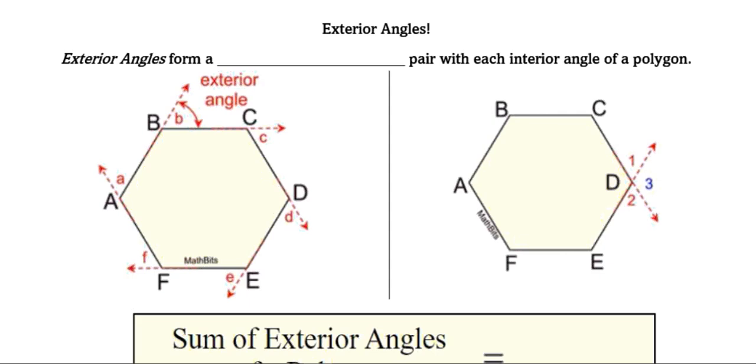And now we'll get to exterior angles. An exterior angle is formed, or they form a linear pair with each interior angle of a polygon. So I have an interior angle here. If I continue this line, it forms a straight line and therefore a linear pair with that interior angle. That's called an exterior angle. This angle here is the exterior angle, which creates that straight line with the interior angle.